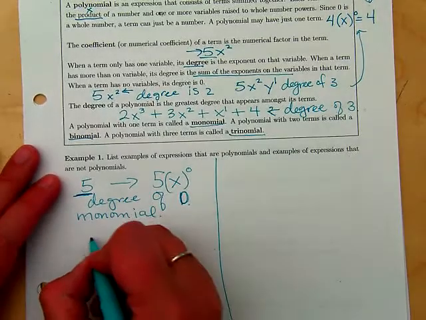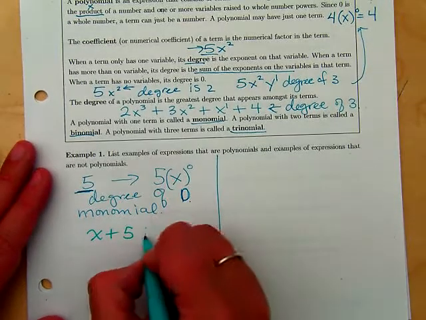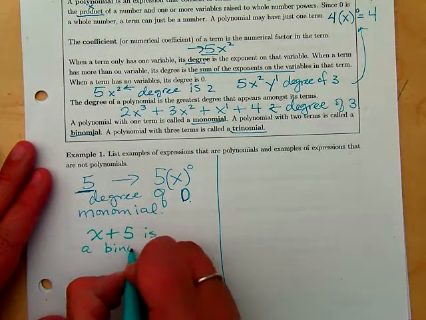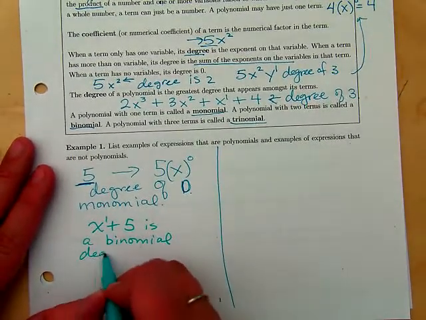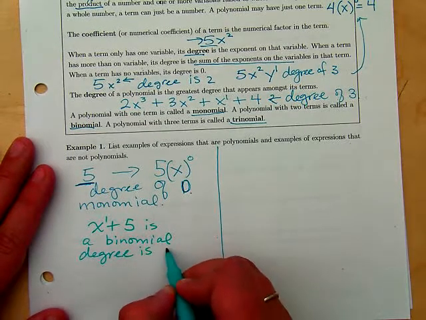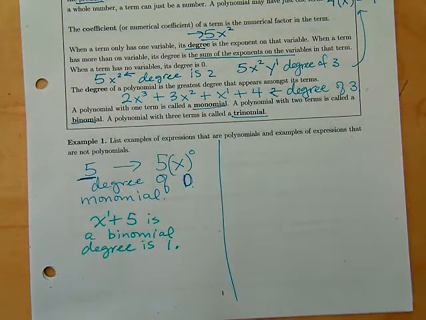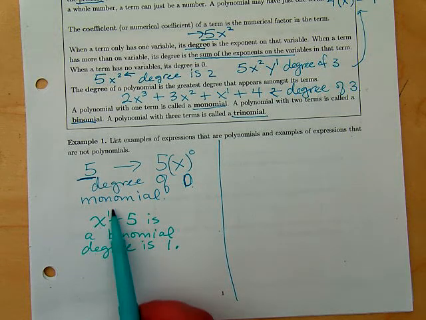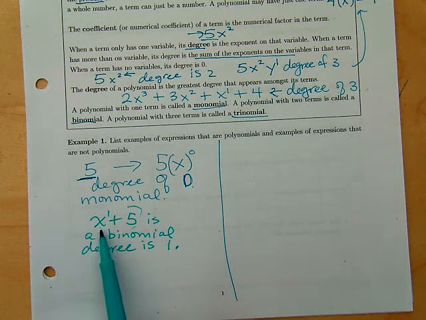An example of a binomial could be x plus 5. X plus 5 is a binomial. X is to the first power, so the degree is 1. Now, that might be where I'm getting some confused looks, because there's the degree of the terms. These are 2 terms, so this degree is 1, this degree is 0, and then there's the degree of the polynomial, which is whatever the degree of the big guy is.